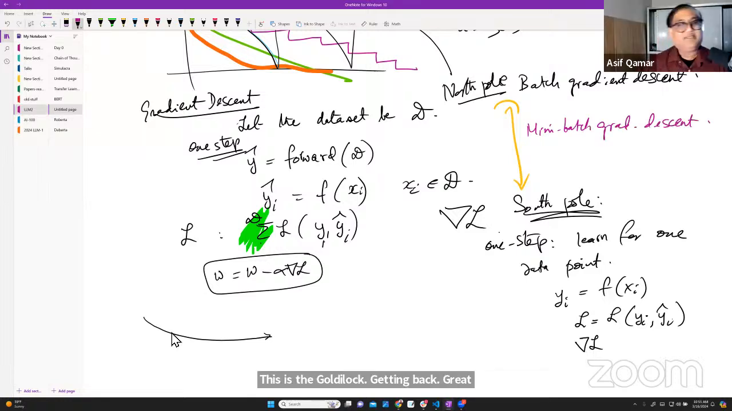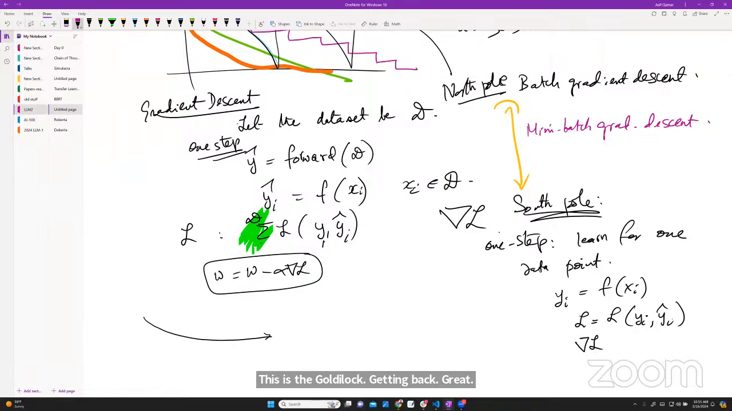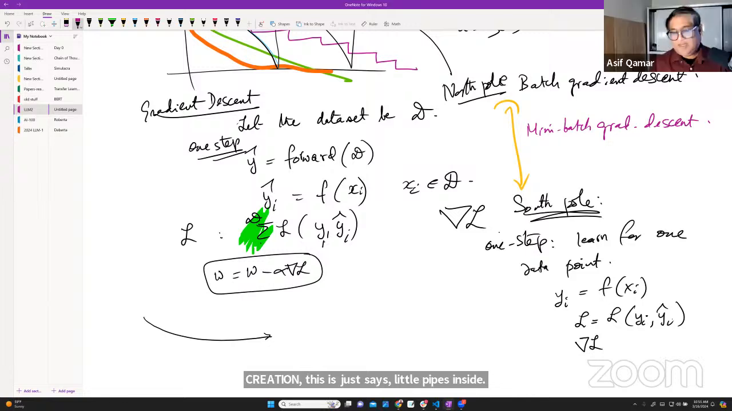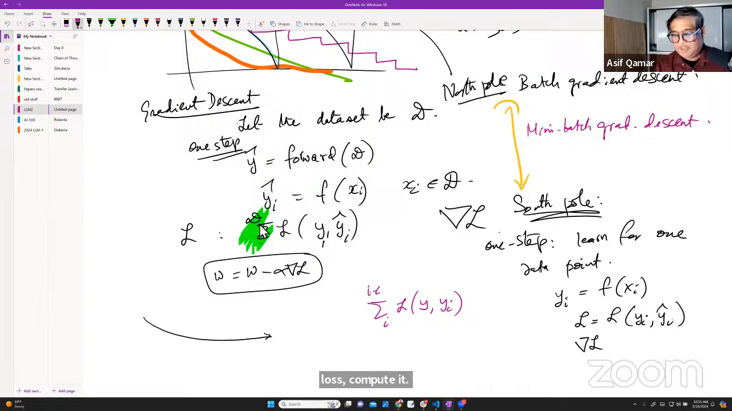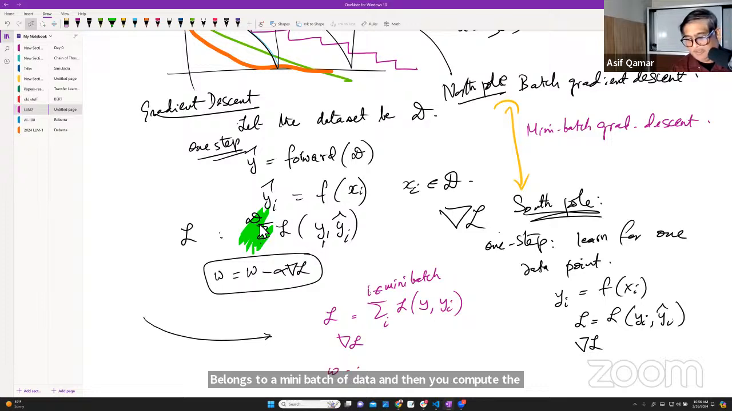Mini batch gradient descent just says, take little piles of sand, take small mini batches of data, and compute the loss not across the whole data set, but as a sum over i belonging to a mini batch of data. And then you compute the total loss, and then you take the gradient, and then you do W minus alpha, gradient of loss. So mini batch.